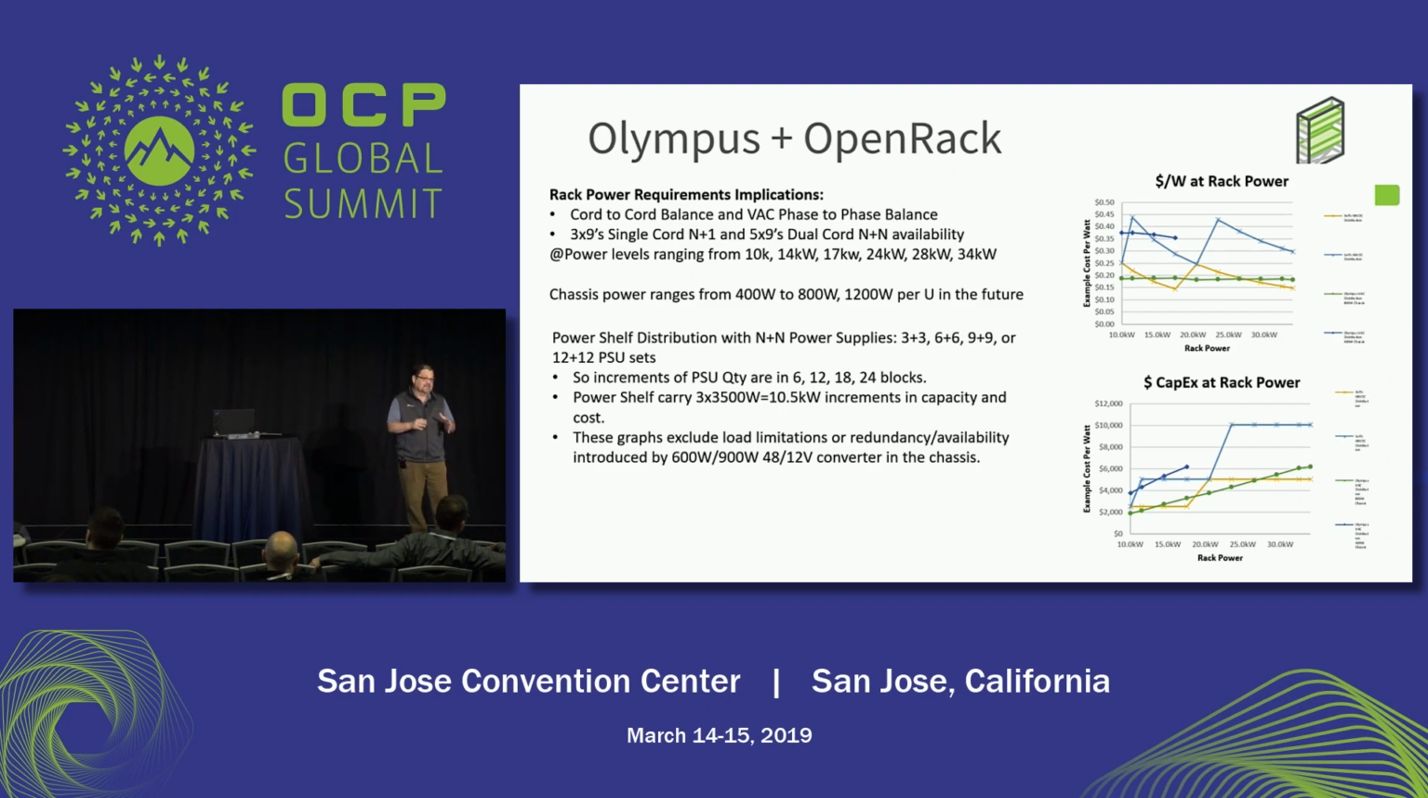And it really doesn't matter if it's a single cord or a dual cord. If you've got a dual cord chassis, well, it takes up that power. If you've got a single cord chassis, well, you put 2 of them per U. So it is still the same power per U envelope.